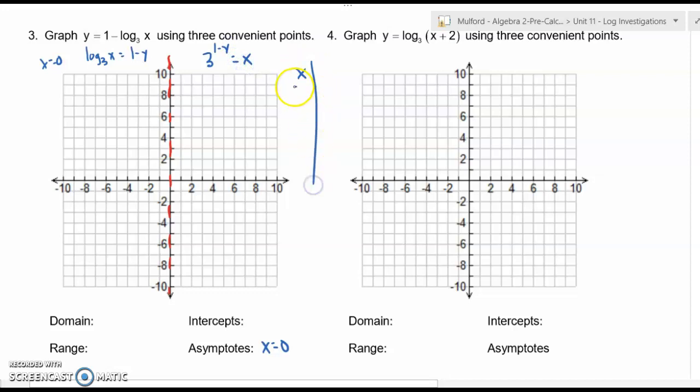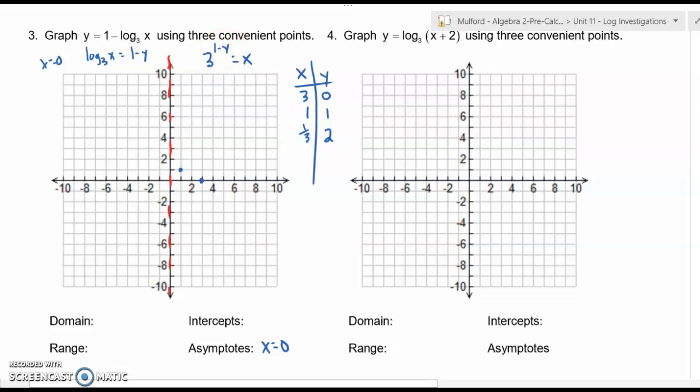So again, I can set up my xy table. I can pick 0, 1, and 2. If I plug 0 in, I'm going to get 3 to the 1, which is 3. So I know I have a point at 3 comma 0. If I plug in 1, I'm going to have 3 to the 0, which is 1. So I have a point at 1 comma 1. Something interesting is happening with this one. Then I can plug 2 into this value. I'm going to have 3 to the negative 1 power, which is 1/3.